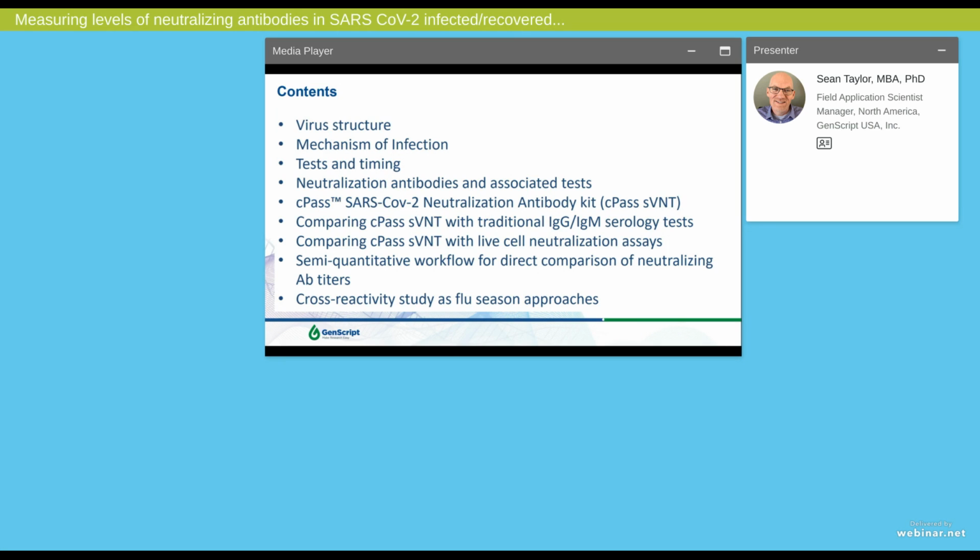We'll compare the Cpass SVNT test with traditional IgG, IgM serology tests directly, also comparing Cpass SVNT with live cell neutralization assays, and finally, a semi-quantitative approach to directly compare neutralizing antibody titers over time, which is important, as I mentioned, for vaccination and for people who have been infected and recovered from disease to assess how long those protective neutralizing antibodies can persist. And finally, as flu season approaches, obviously cross-reactivity for any test is important, and we'll go through that as well.